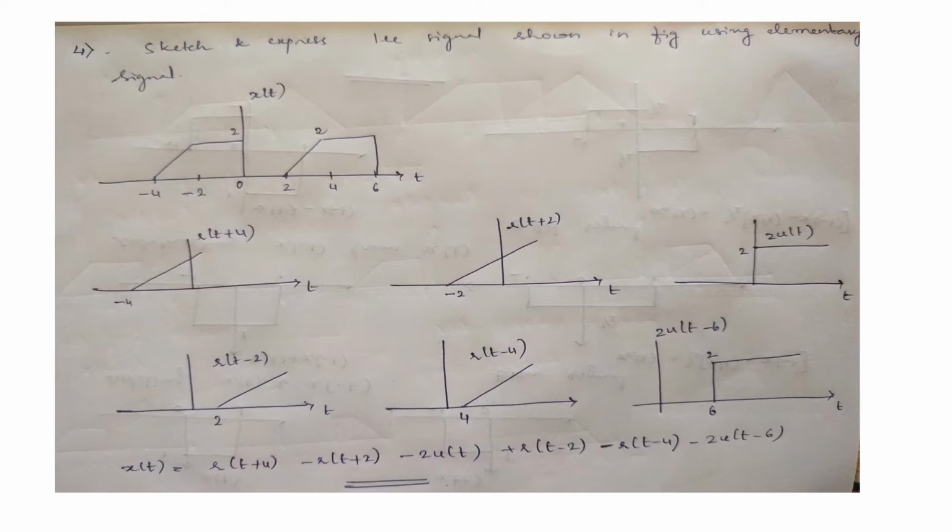Once again the ramp signal will be present at 2, I have to take it as positive, plus r of t minus 2. Then once again it will continue at 4 also, hence I have to take it as minus r of t minus 4, and it will end at the step signal at 6, hence I have to take it as minus 2 into u of t minus 6.